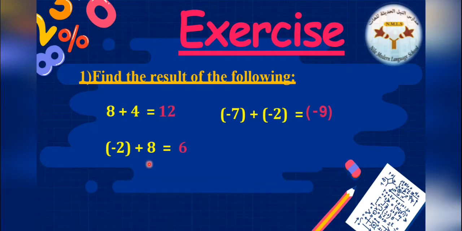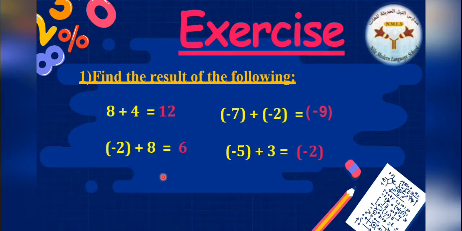Positive 6. Last one, negative 5 plus 3. Here, different sign, find the difference. So 5 minus 3 equal 2. What about the sign? Keep the greater sign. Which is greater, 5 or 2? 5. Yes, I'm just comparing numerical value. 5 is greater than 3. So the answer must have the sign of negative. So the answer is negative 2.